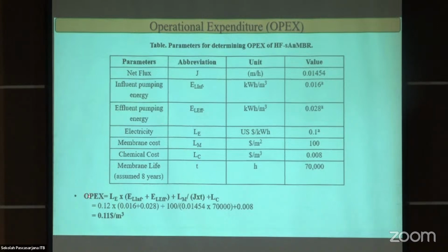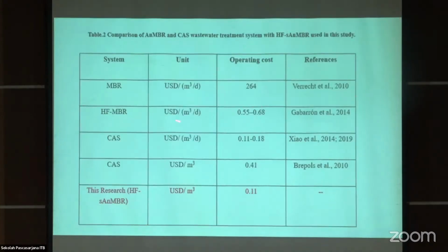Using this OPEX, operational expenditure formula, I could achieve $0.11 per meter cube of overall treatment cost in terms of OPEX only, which is lower than the MBR alone, and for the hollow fiber MBR only, from previous research, around 0.55 to 0.68, and conventional activated sludge technology is around 0.18, and another one around 0.41. Overall, our system with ANMBR is good in terms of OPEX if we take such operational parameters.